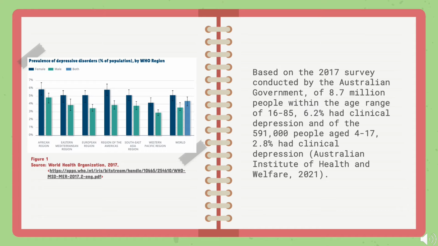Based on the 2017 survey conducted by the Australian government of 8.7 million people within the age range of 16 to 85, 6.2% had clinical depression, and of the 591,000 people aged 4 to 17, 2.8% had clinical depression. In Figure 1, females have a higher prevalence of depressive disorder in comparison to males. We can also see that the African region has the highest prevalence of depression in both females and males in comparison to other regions of the world.